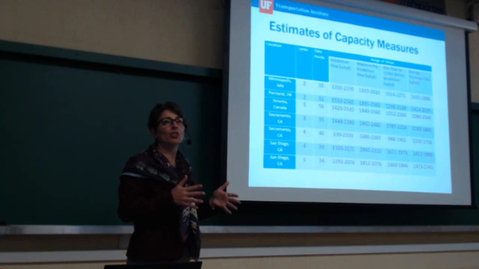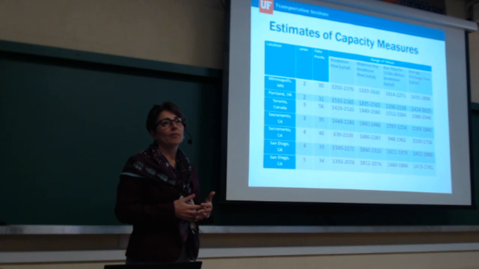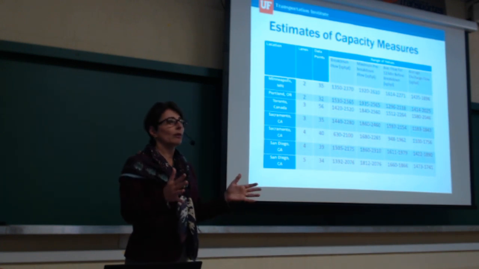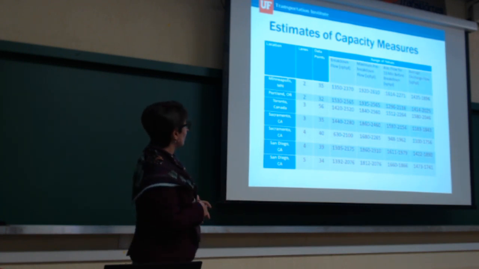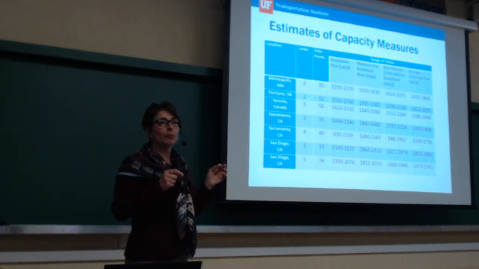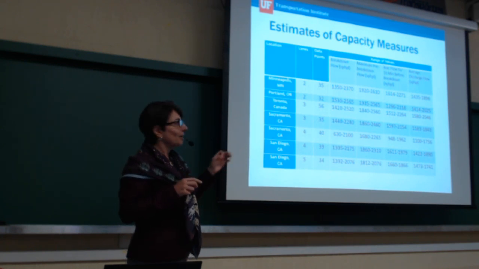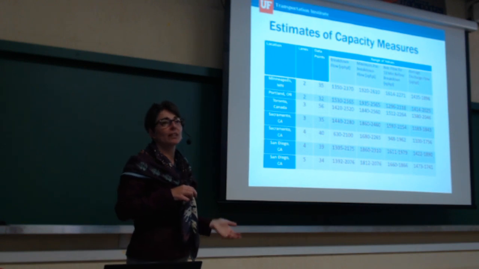Things are more stable when you have stop and go traffic. There are not that many decisions that drivers are making, and so your range of values is a little bit more narrow. But if you are in a position where you need to measure capacity, look at all the options you have. It's really a moving target.